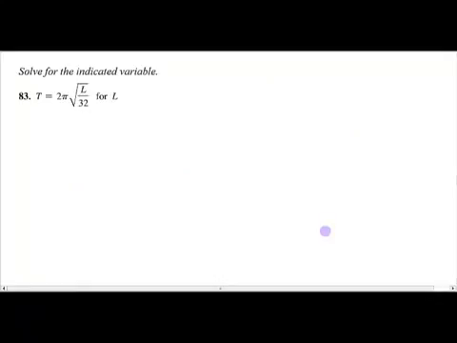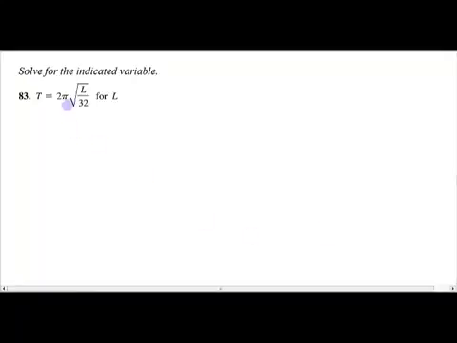Let's solve for the indicated variable. Now that we know how to use powers and nth roots in order to solve equations, we can solve more complicated formulas. Here we have a formula t equals 2 pi square root of L over 32, and we want to solve it for L.